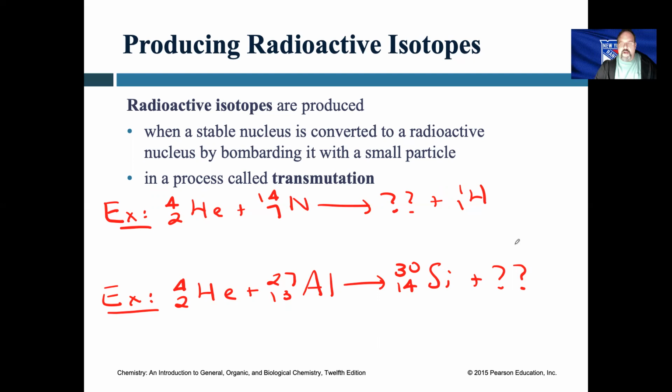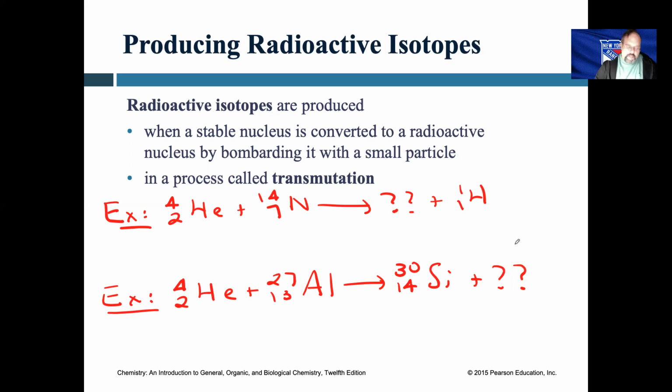When we say bombard, what it really means is just hit it with these particles. Put these things in a chamber and then hit it with that particle over and over and over again, zap it in a sense. This process of taking a non-radioactive isotope and making it into a radioactive one is what is known as transmutation.